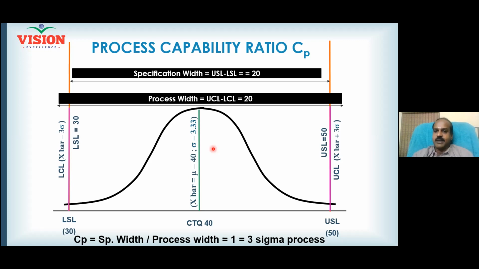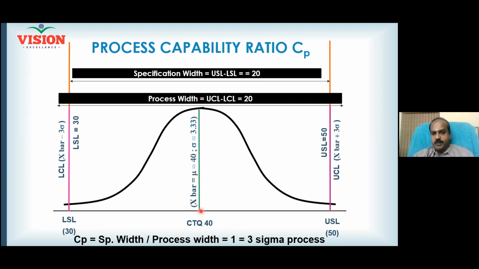So what is the CP value in this situation? When the control limit overlaps with the specification limit, what is the CP value? Just 1. Yes, equal to 1. Specification width is 20. Process width is also 20. CP equal to 1.